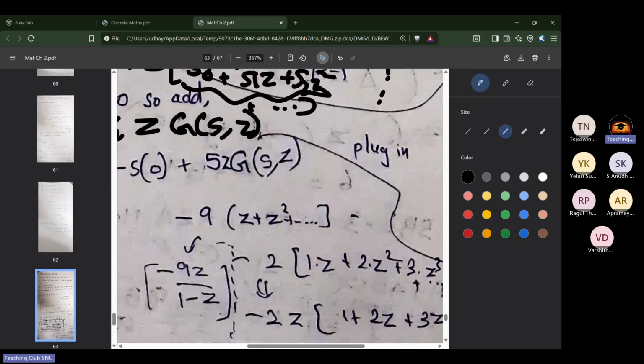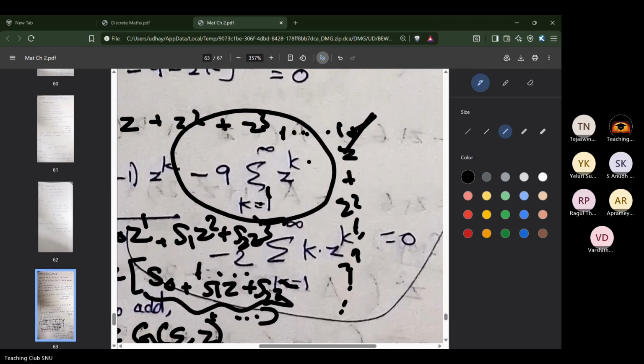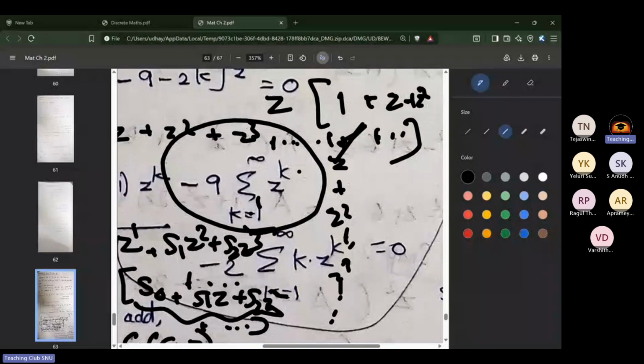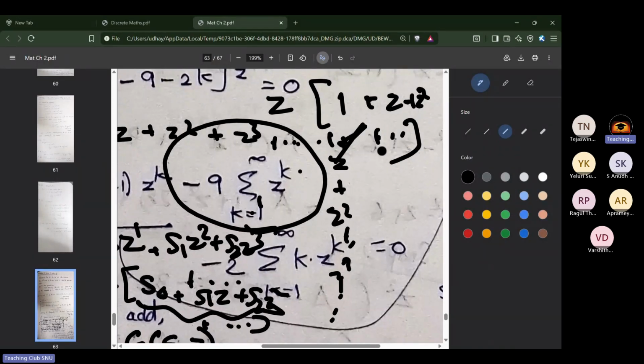Or I can do one more thing. I can just take z common. In that case also it will work. So what will that be? It will be 1 plus z plus z square, z cube and so on. Take z common, right? I'm just displacing it by 1 z position in the product. Yeah, that should also work.